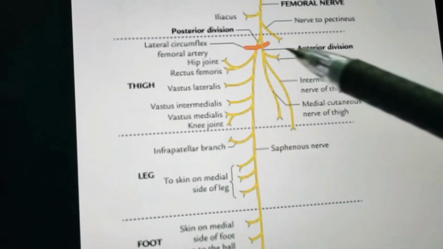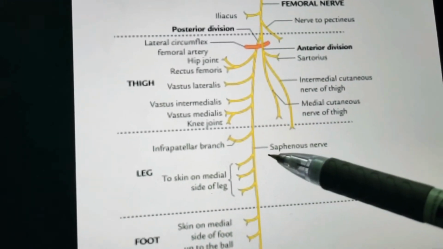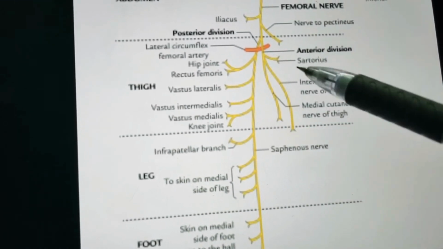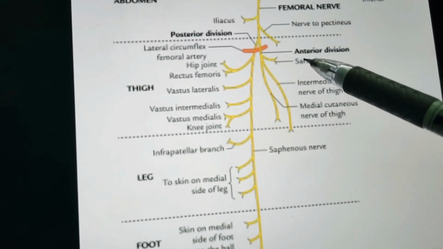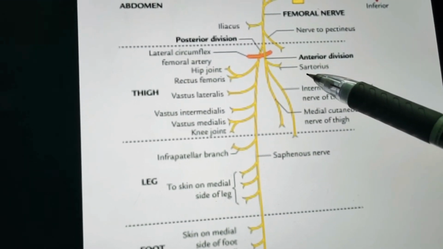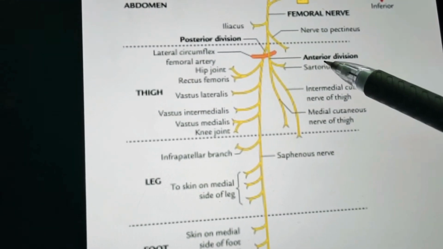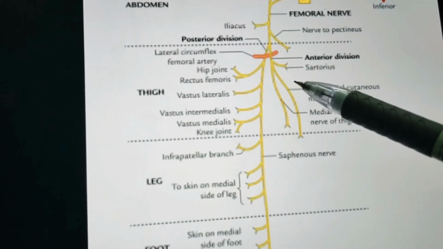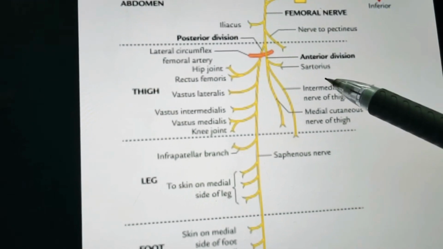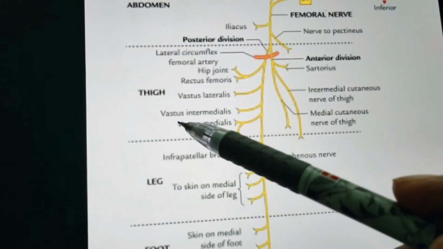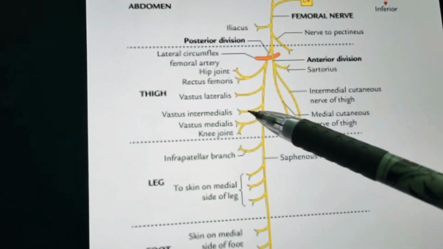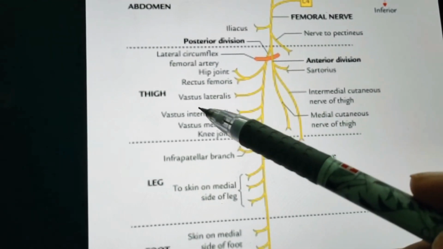So what is the difference between cutaneous and muscular branches? Mainly cutaneous branches are sensory, whereas muscular branches are the motor supply. Okay, so you can see the sartorius on the anterior division. It's very simple to remember, because sartorius is an anterior compartment muscle, so it is supplied by the femoral nerve. All the anterior compartment muscles of the thigh are supplied by the femoral nerve, right? So sartorius on the anterior division, and on the posterior division you have all these muscles like rectus femoris, vastus lateralis. These are all called quadriceps femoris, right?